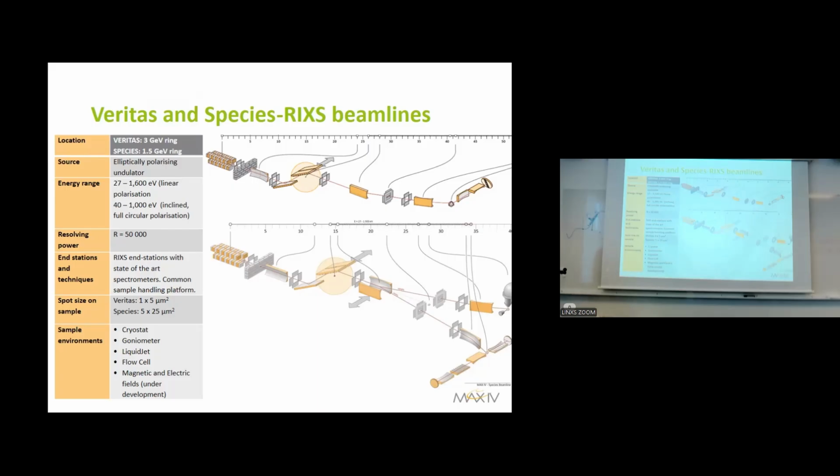And also we designed the 2 end stations. So anything we design for Veritas, we can use at species and vice versa. So this means we can do joint developments for sample environments, which we have done quite a bit.